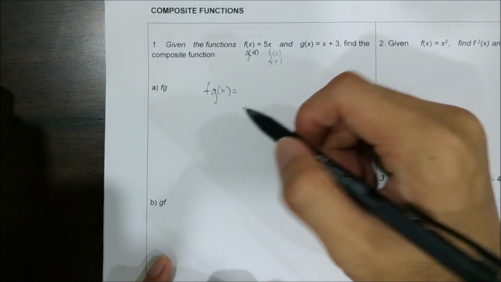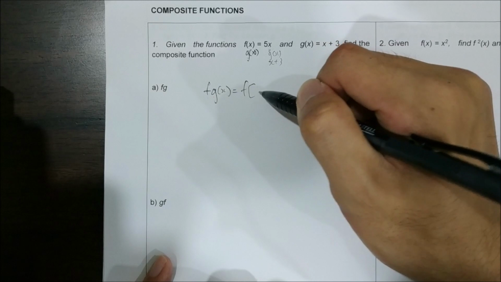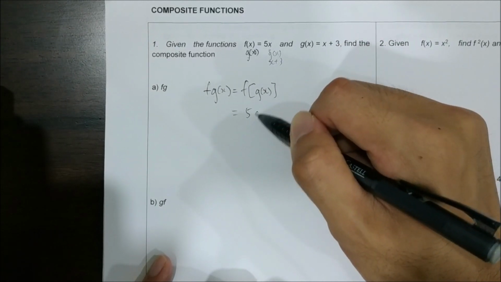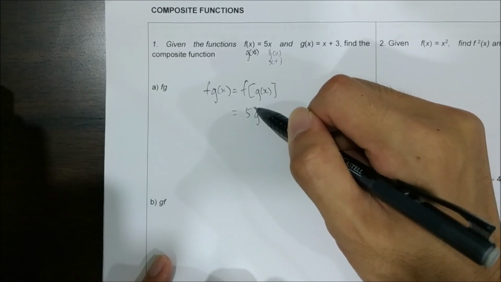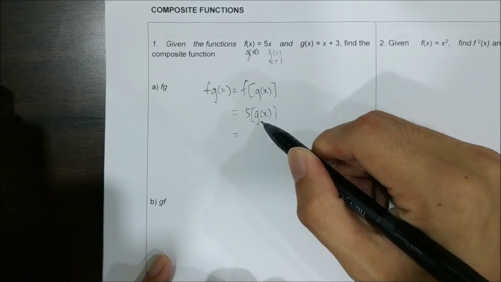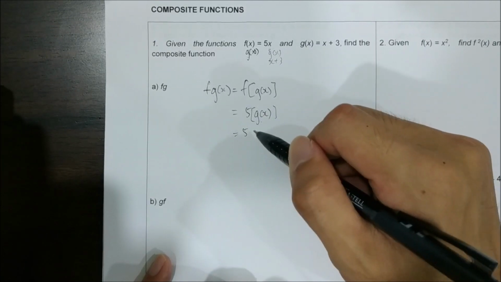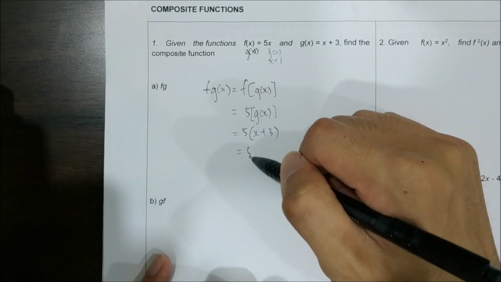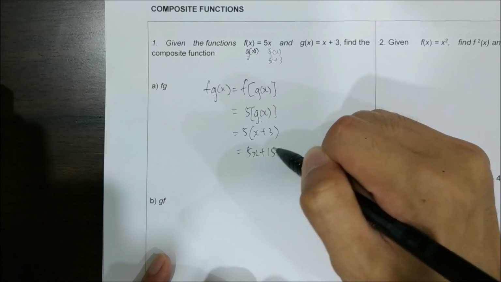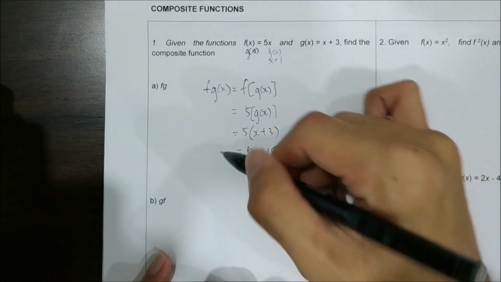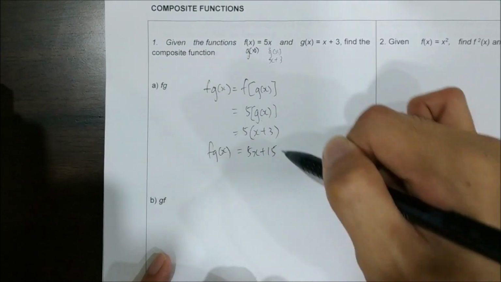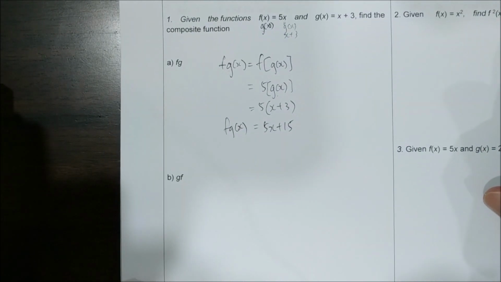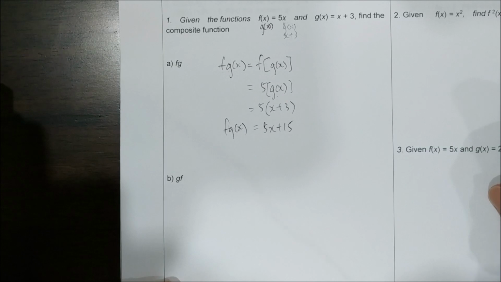So we come back to this. It actually means f(g(x)) here, meaning 5 g(x). And then the g(x) we take from here, it becomes 5 times (x plus 3), which equals 5x plus 15. That will be the answer. So fg(x) equals 5x plus 15. And again, this is the basics of this composite function.